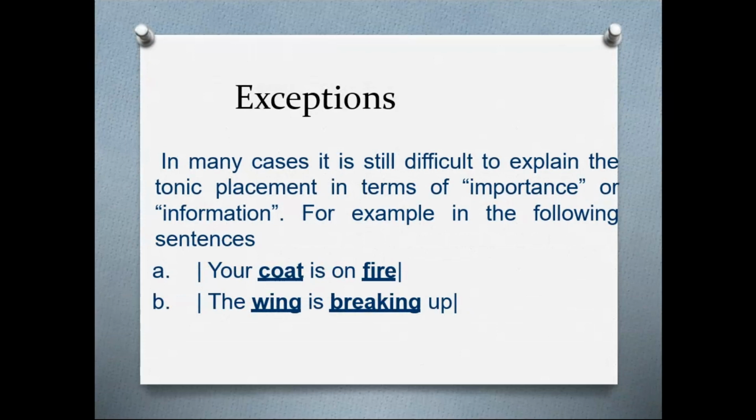For example, in the following sentences, your coat is on fire. So which one is more important in terms of information? Maybe both of them are important because both of them have high information content. The wing is breaking up. So you see that both of them are important, and that is why both of them can be given stress.